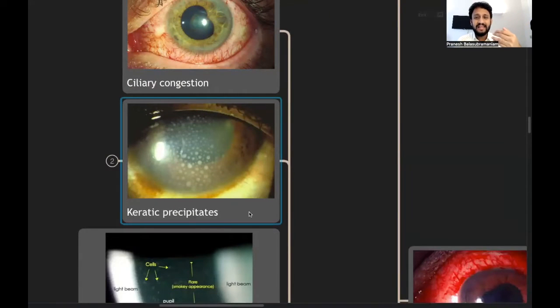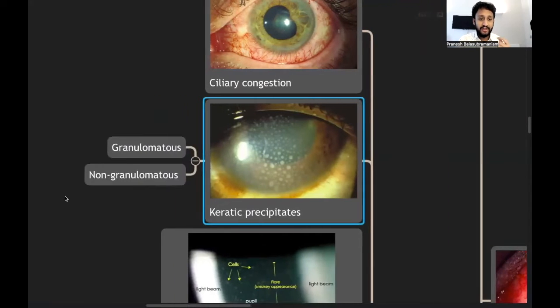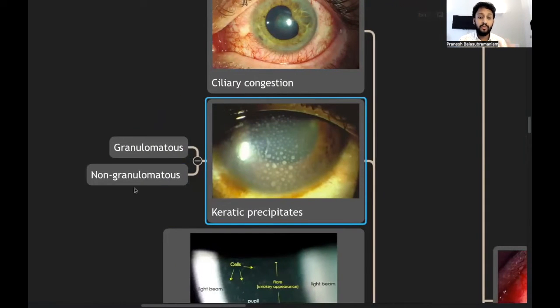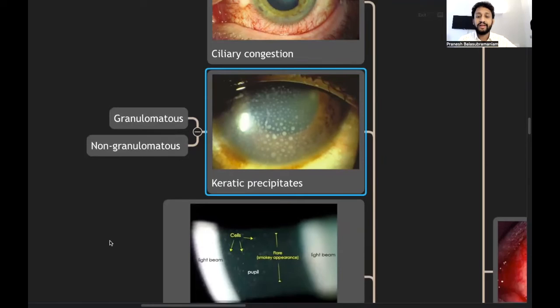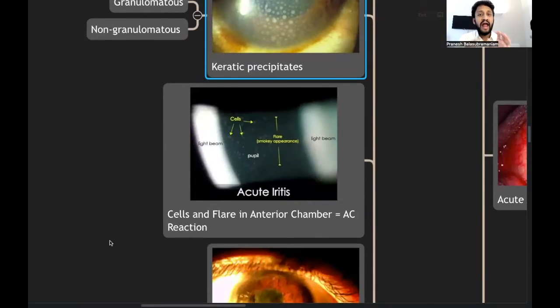Keratic precipitates are nothing but inflammatory aggregates settled on the back of the cornea, on the endothelium. Keratic precipitates can be of two types, granulomatous and non-granulomatous. Depending upon what type of keratic precipitates they are, you can even make a diagnosis of the condition that is causing the uveitis. Always assess and look for anterior chamber reaction.